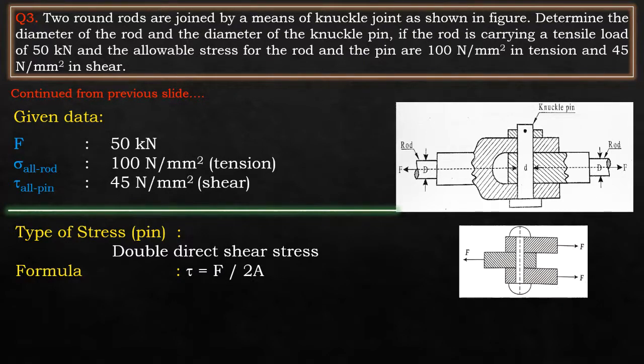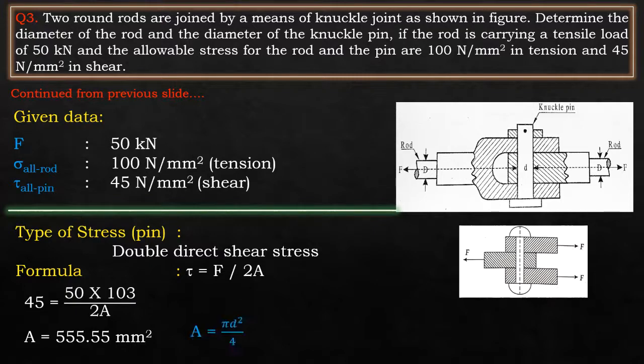The value of allowable stress in shear is already given as 45 Newton per mm square. Therefore, 45 is equal to 50 into 10 power of 3, which is the value of force, divided by 2A. By using this equation, we'll be able to find the value of area as 555.5 mm square. Now, using the formula of area as pi d square by 4, where small d corresponds to the diameter of the knuckle pin, we'll be able to determine the diameter of the knuckle pin. In this case, the diameter of the knuckle pin is 26.59 mm.